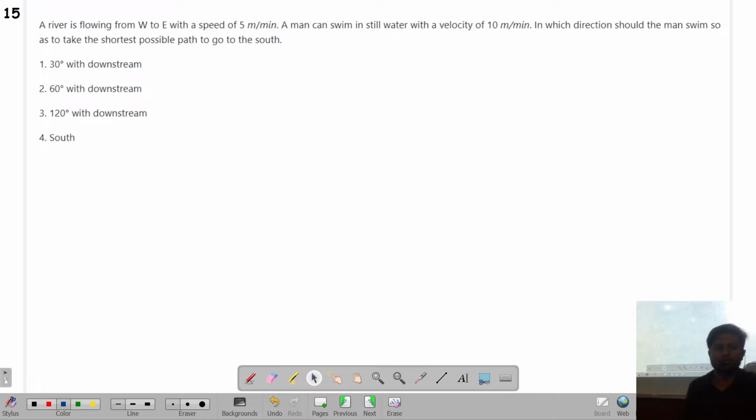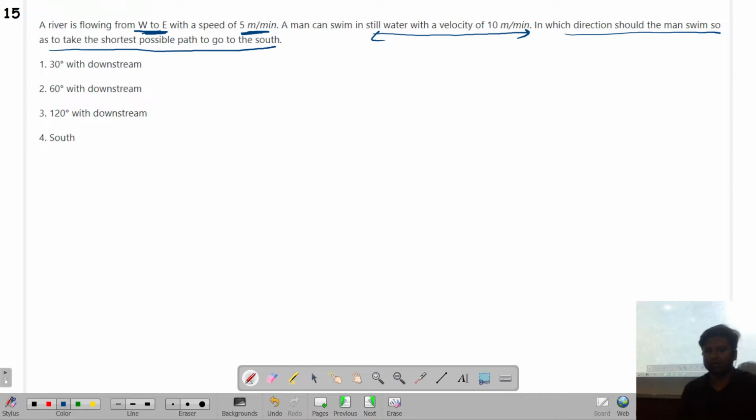Okay, do this problem. What is it saying? A river is flowing from west to east, right or not? With a speed of how much? 5 meter per minute. A man can swim in still water with how much velocity? 10 meter per minute. In which direction should the man swim so as to take the shortest possible path to go south? Right or not?